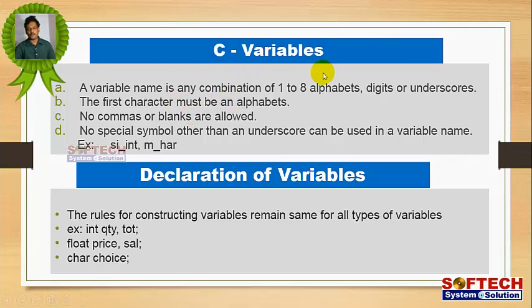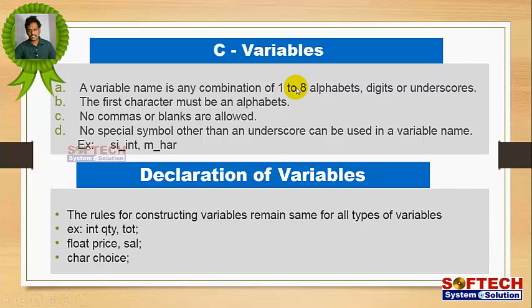Each and every type of constant has a unique construction rule. But for variables, there is a common construction rule. A variable name is any combination of 1 to 8 alphabets, digits or underscore. Modern compilers accept up to 40 characters, but all compilers, whether an old compiler or a new compiler, accept up to 8 characters.